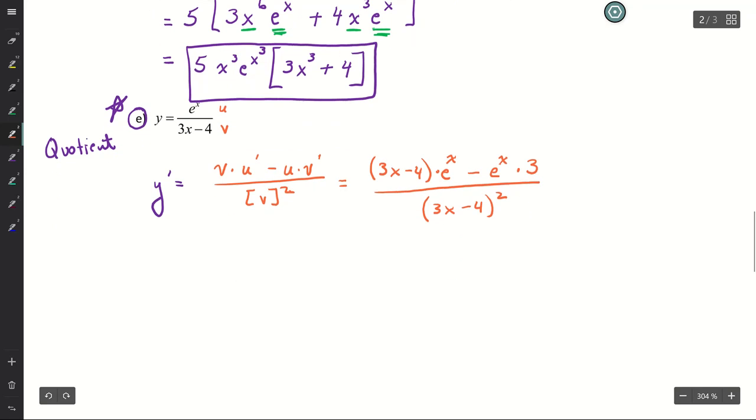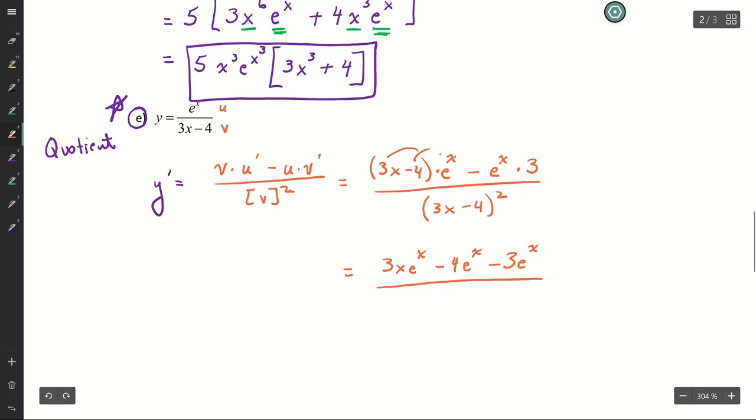All right, here's what I'm going to do from here. I'm going to go ahead and distribute this e to the x through to those two terms. So I would end up with a 3x e to the x, and then a minus 4 e to the x. And then over here, I'm going to reorder that a little bit, and I'm going to say it's minus 3 e to the x. And then all of that is over 3x minus 4 all squared.